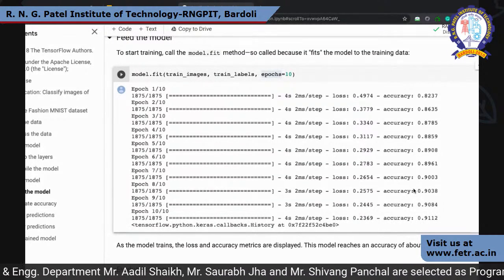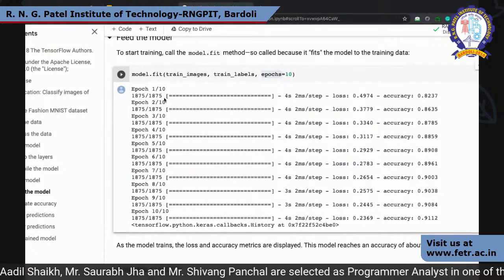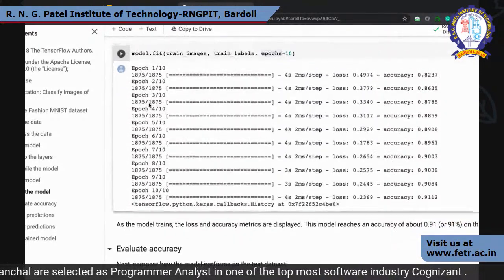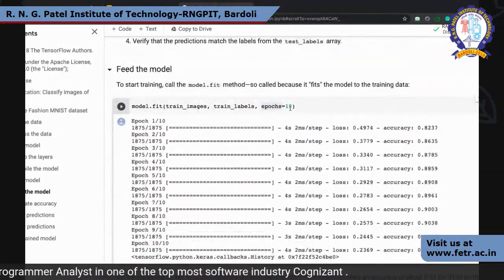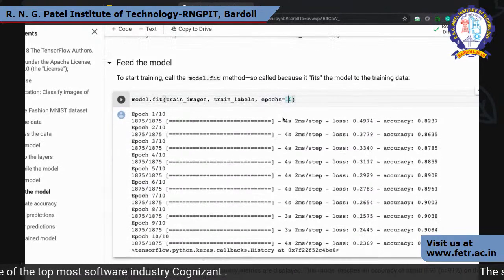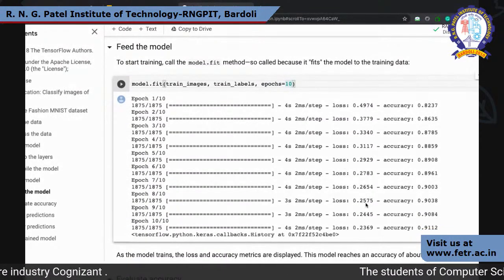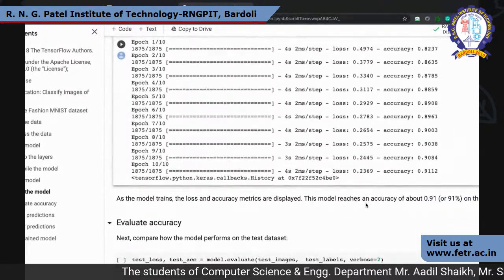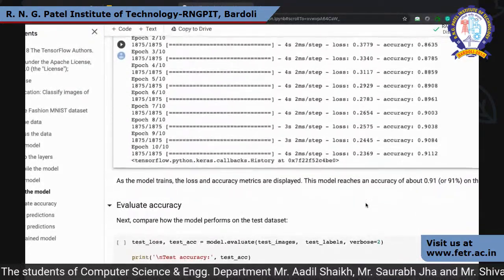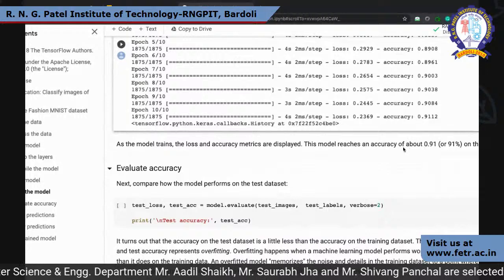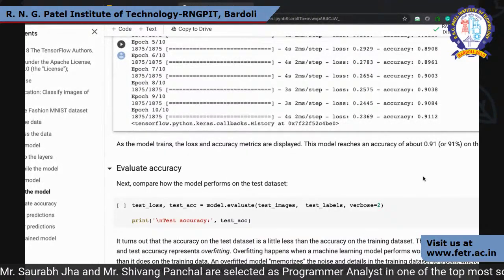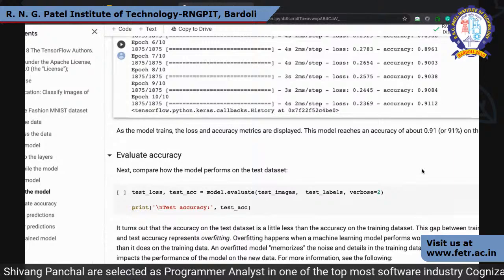The 1875 described over here is the number of batches per epoch. If you increase the epochs, you will get better accuracy. I had just defined 10 epochs, as we have a limitation of time over here. So it is giving you 0.91 accuracy, which means 91% accuracy.